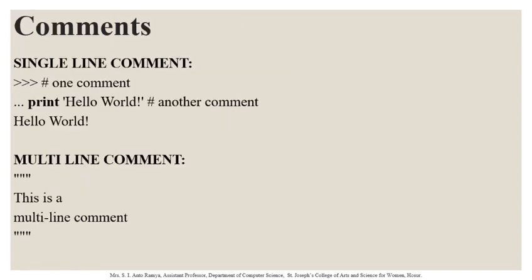Next one is comment. Comments are just for easily understanding the program. So that is what comments are about. For a single line comment, hashtag will be used. In the example you can see hash, one comment is given. The comment will not be executed by the interpreter. Print hello world, again hashtag, another comment is given. When you execute this, just hello world alone will be displayed because comment lines don't get executed.